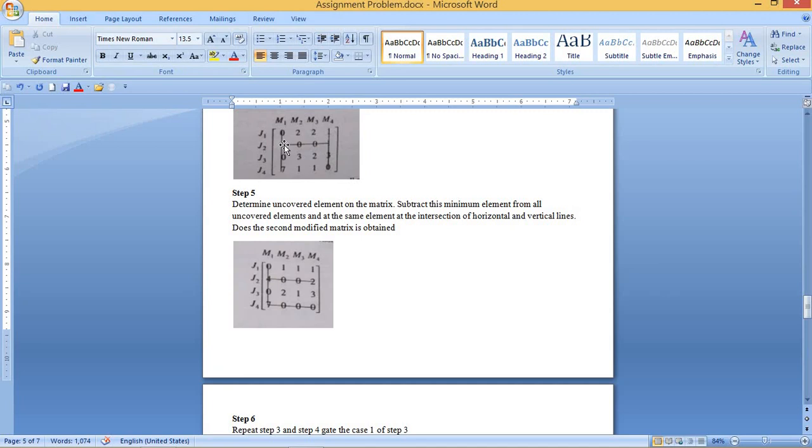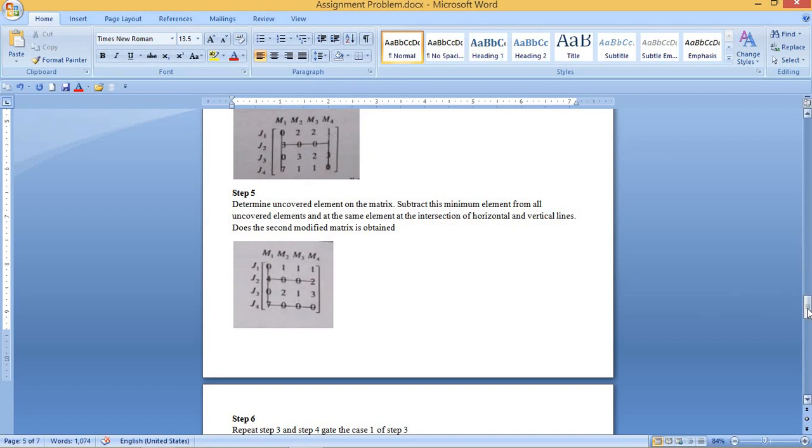In this position the value is 3, and in this position the value is 1, and the smallest uncovered element is 1. So this 1 is subtracted from all the uncovered elements, and this 1 is added to the intersecting points. So the value 3 becomes 4, and at this intersecting point the value becomes 2, and 1 is subtracted from these 2. So it will be 1, this will be 1, this will be 2, this will be 1, this is 0 and 0, and we get this modified matrix. We obtain this second modified matrix.